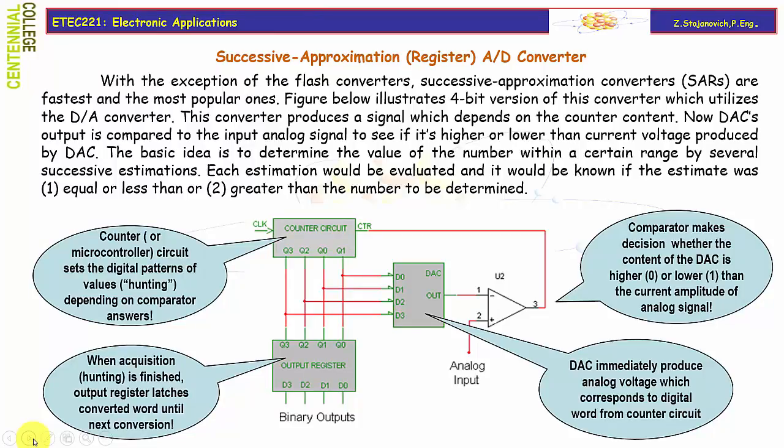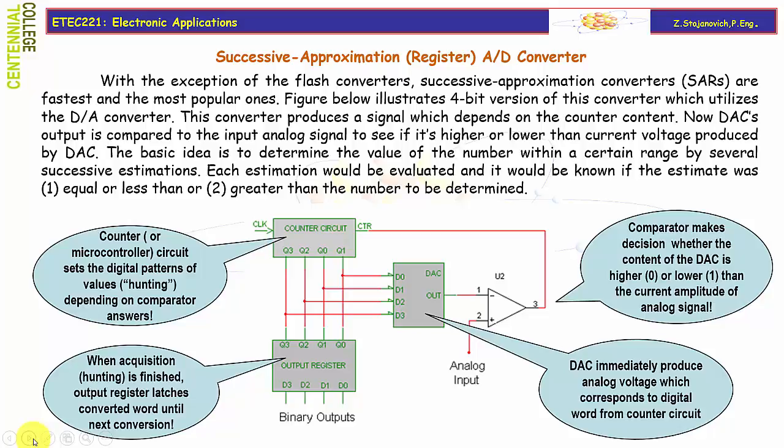With the exception of the flash converters, which will be studied in the next chapter, successive approximation converters, or SARs, are the fastest and the most popular ones. The figure below illustrates a 4-bit version of this converter, which utilizes the digital to analog converter. This converter produces a signal which depends on the counter content.